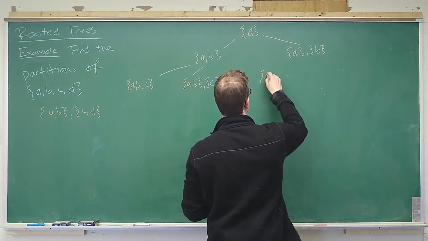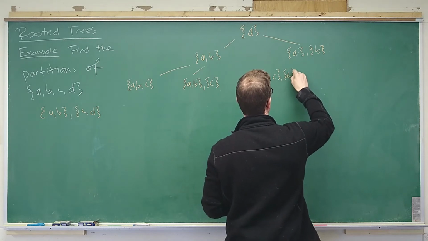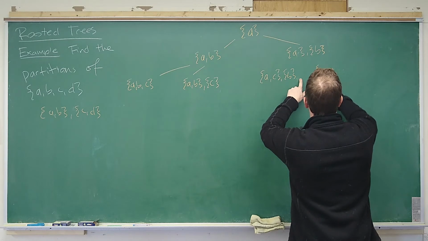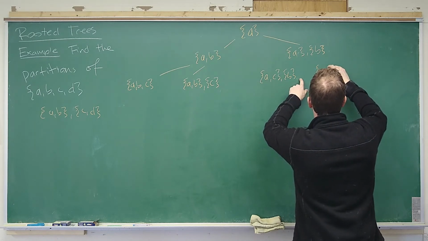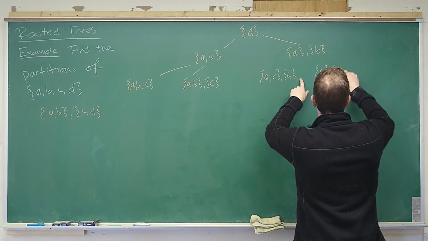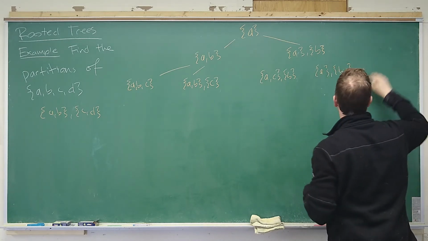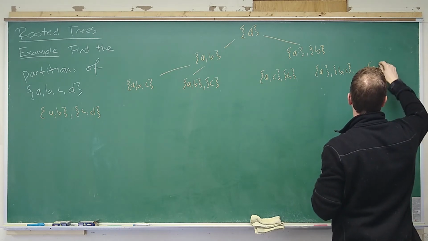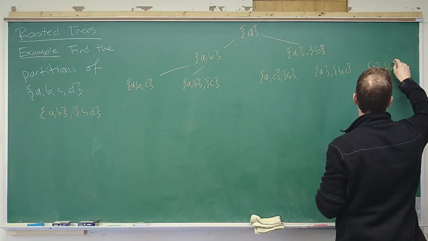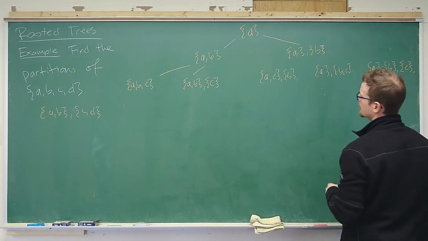So I can have {A, C}, {B}, or I could have {A}, {B, C}, or I could have {A}, {B}, and {C}. There we go.